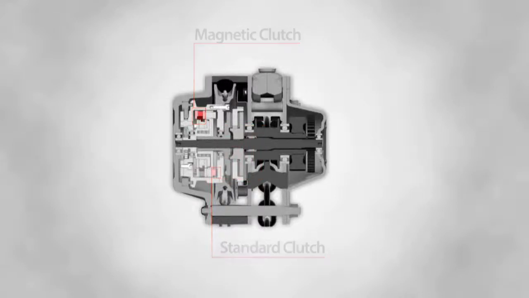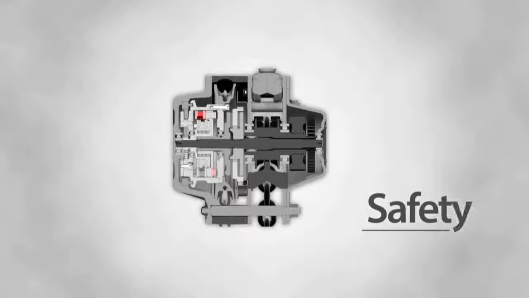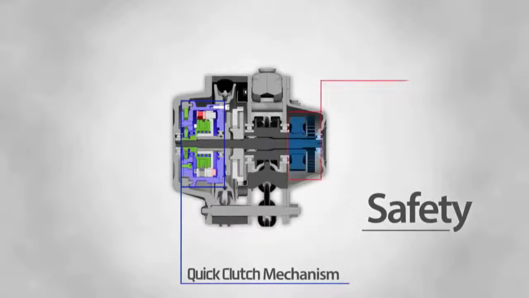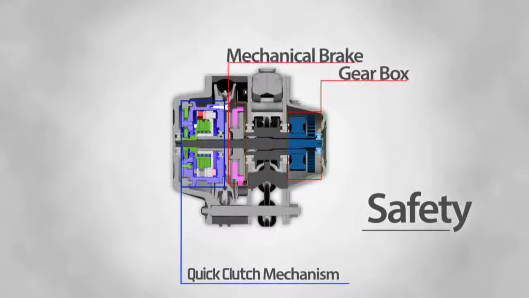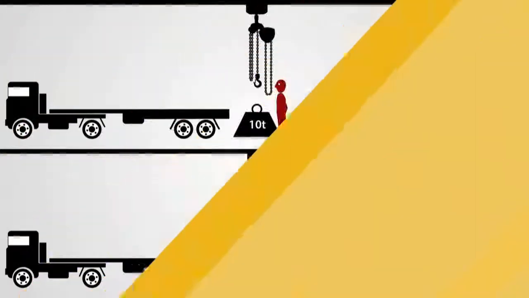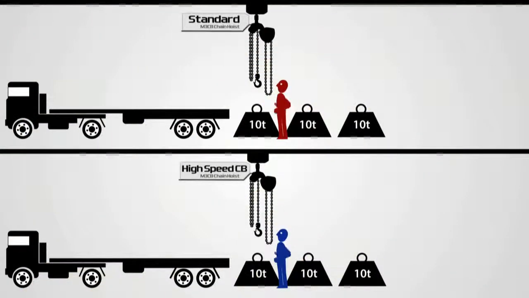Rest assured that this hoist is designed for safety. The quick clutch mechanism is external to the gearbox and separate from the mechanical brake, ensuring independence from your hoist's most important safety features. Let's consider a typical application for a 10-ton manual hoist.